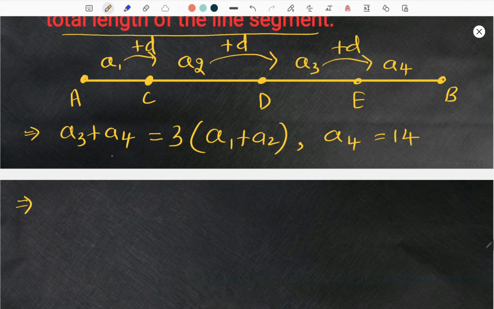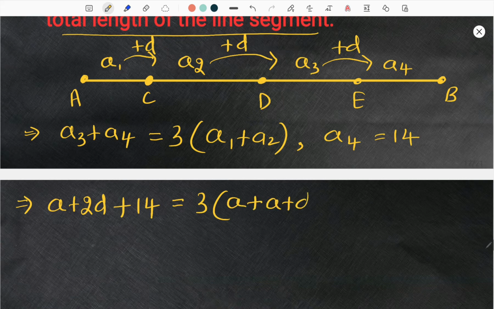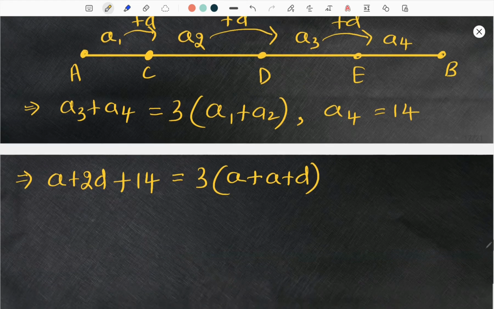Otherwise you can write this fourth term a4 is given. a4 is how much? 14 is there. You can directly add that. So a3 means what? a plus 2d. a3 means a plus 2d, plus a4 is given. a4 is what? 14, and that is equal to 3 bracket a1 means what? The first term a, plus a2 means what? a plus d. The second term is a plus d only, first term we are adding d.